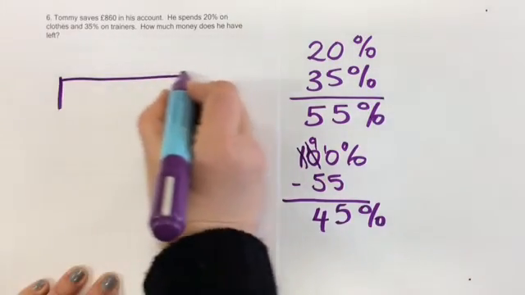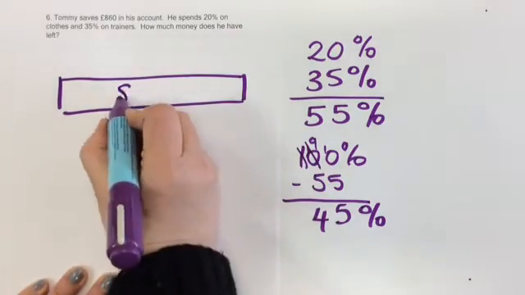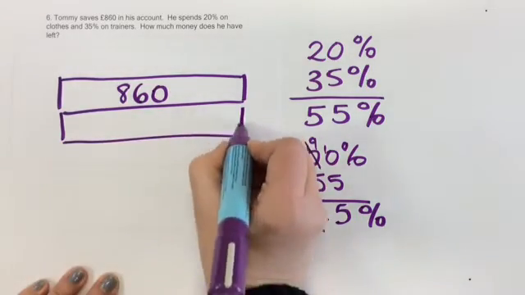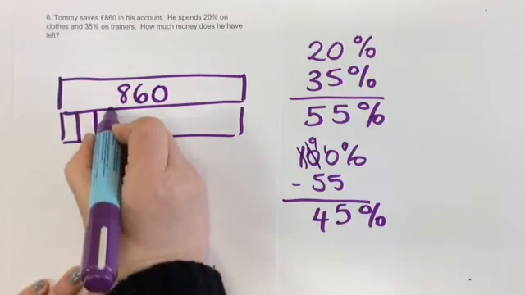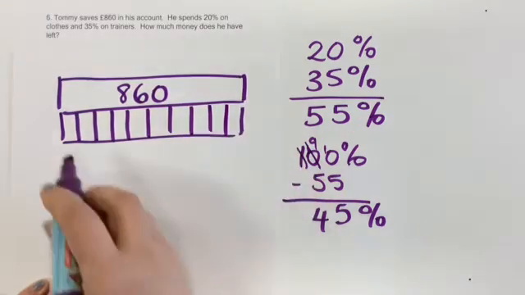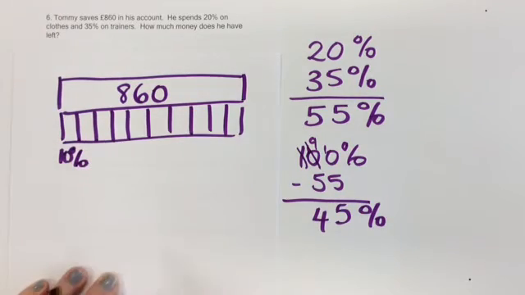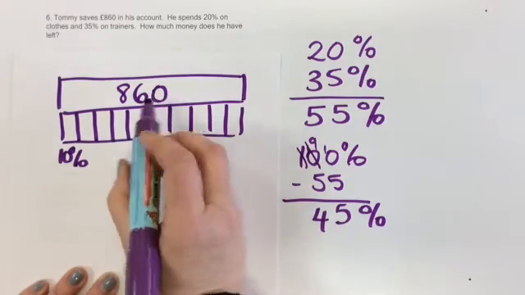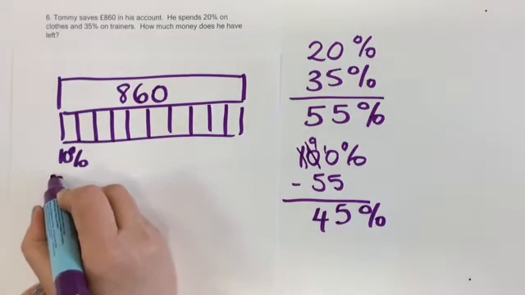We can do our bar. And our whole, remember, our 100% is 860. And then we can do our second bar, which breaks this down into blocks for 10. So we've got 10 sections. So remember, that will give me 10% for one of these. So 10% of 860 is 860 divided by 10, which gives me 86.